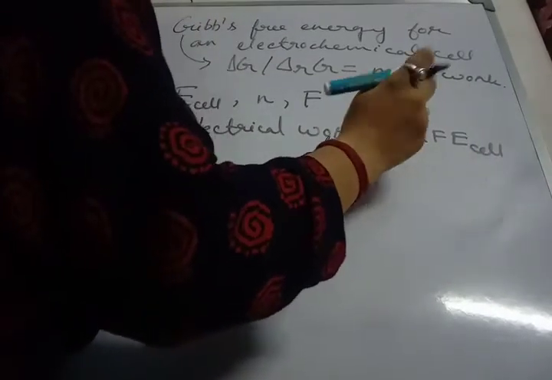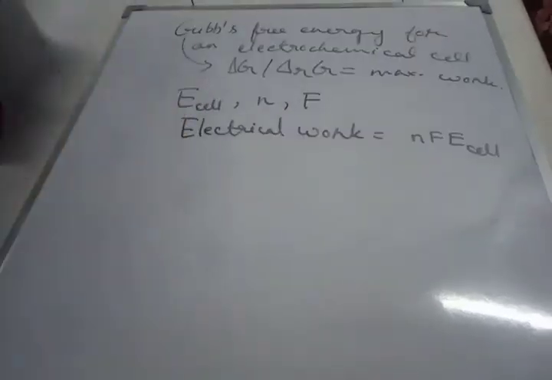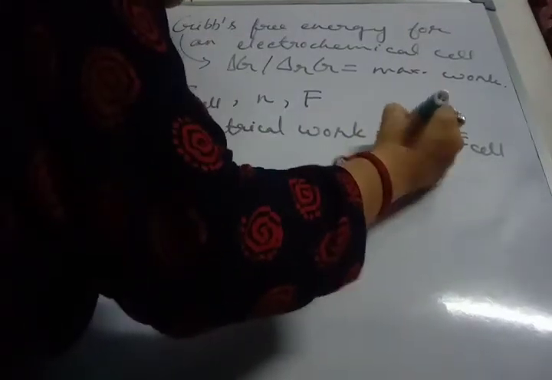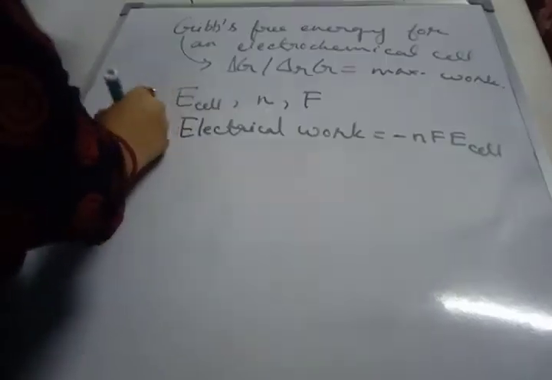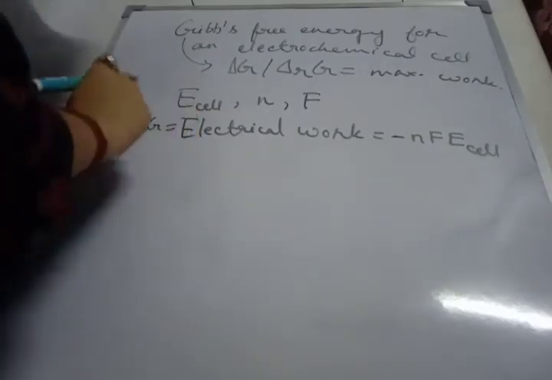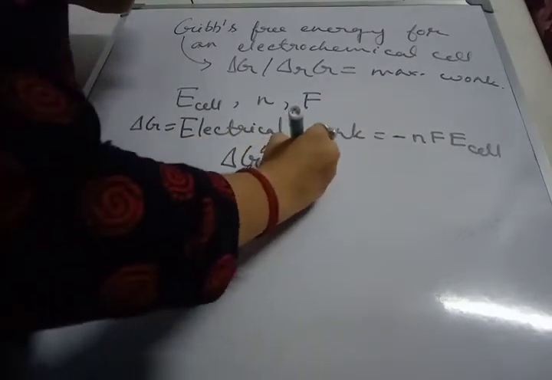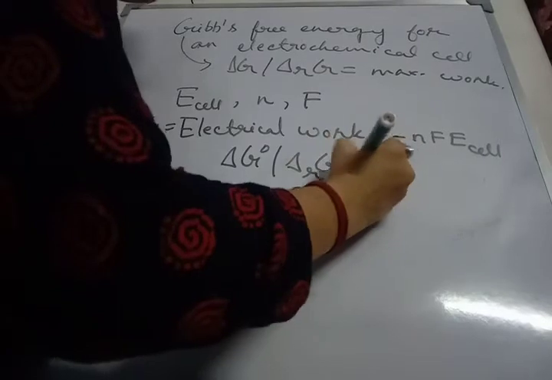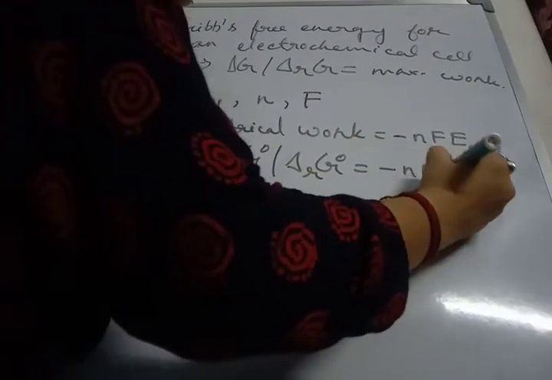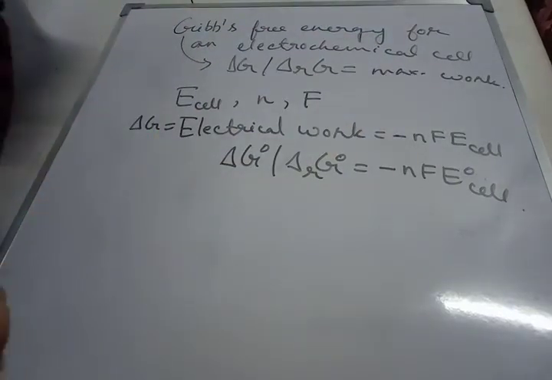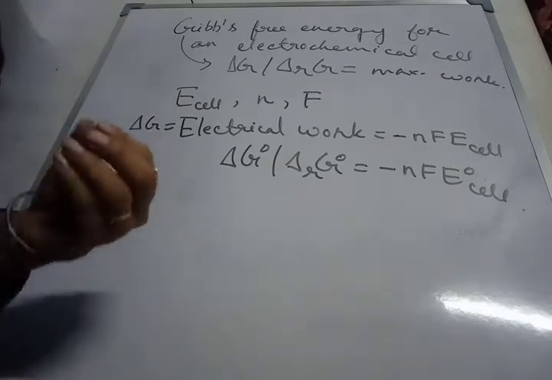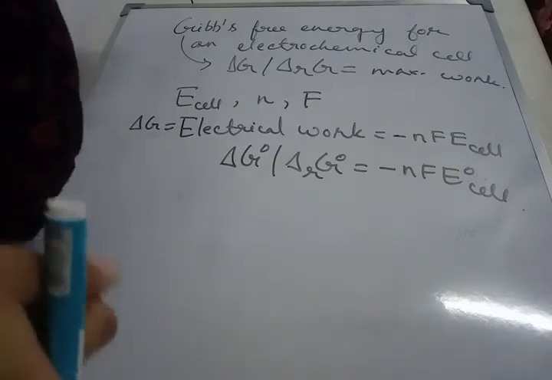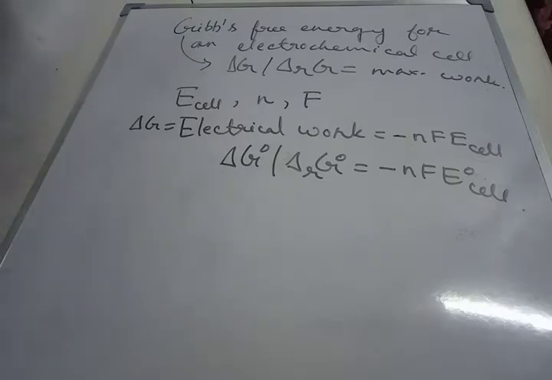Now, as here work is done by the system because current flows in the circuit, this work done will be negative, and this is equal to delta G or delta rG. So, if delta G equals minus nF E cell, then delta G0 will be equal to minus nF E0 cell. Right? So, it is a relation between your delta G and the E cell. Right? And we need to know that a reaction will proceed when delta G is negative, which indicates that the reaction is spontaneous.